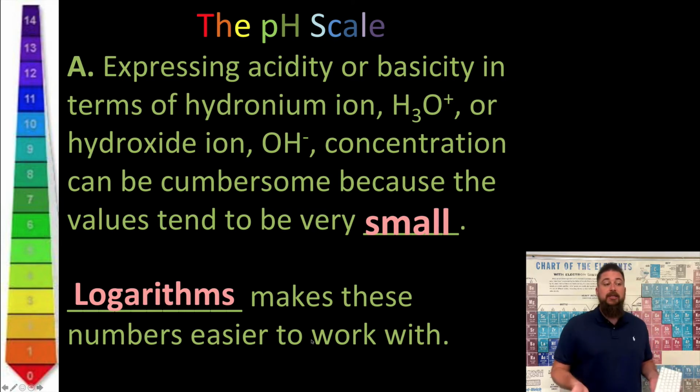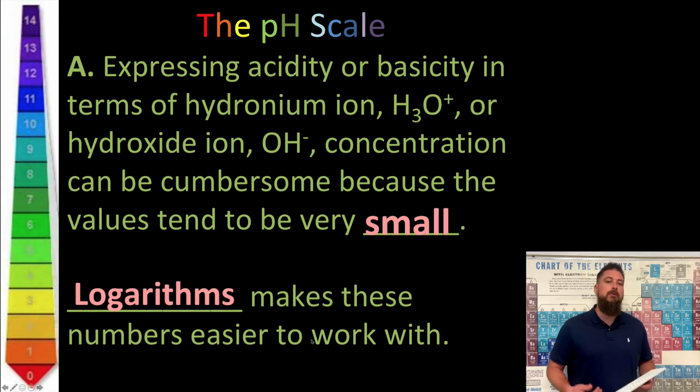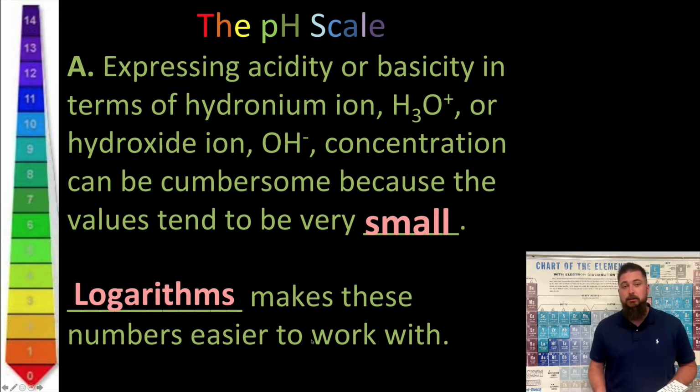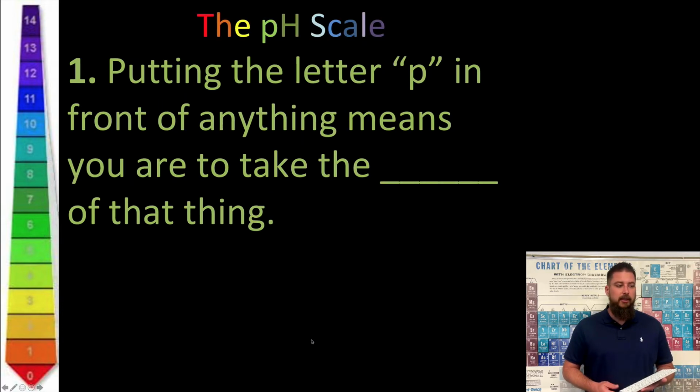So expressing acidity or basicity in terms of hydronium or hydroxide ion can be cumbersome because we're dealing with things like 10 to the negative 6 or like 5.4 times 10 to the negative 3. So instead we use the pH scale, which uses logarithms to make these numbers easier to work with. If you're not in Algebra 2, you probably haven't learned about logarithms yet, and that's totally okay because you can still use the logarithmic function on your calculator. I'll go through how we do that.